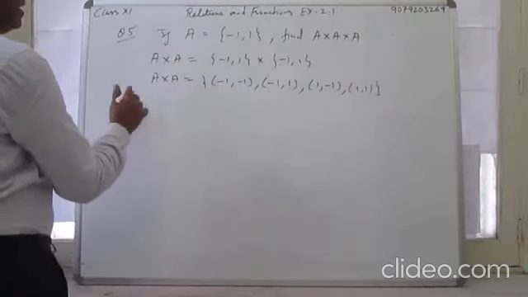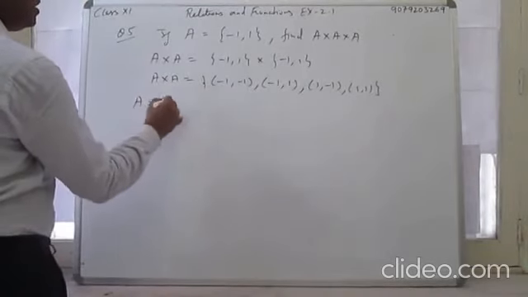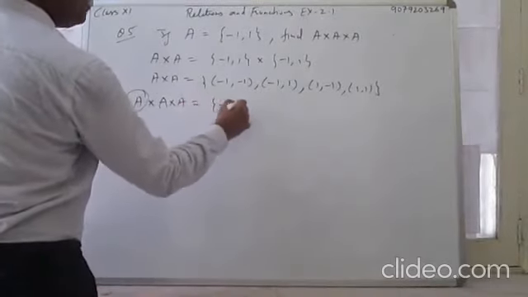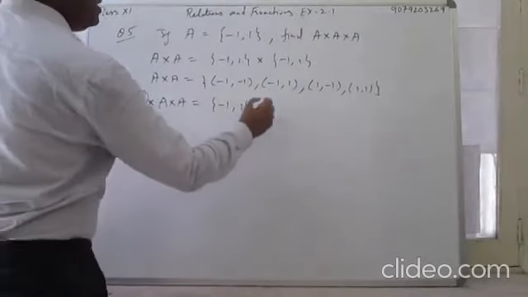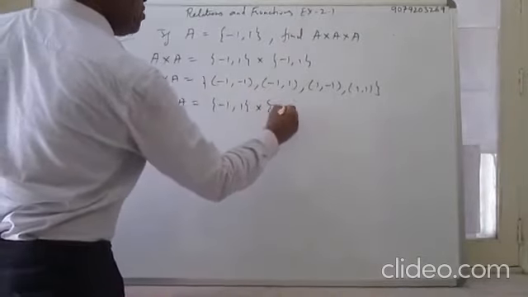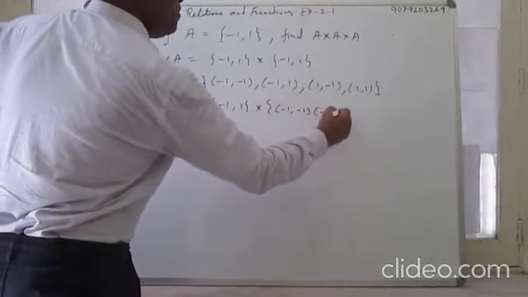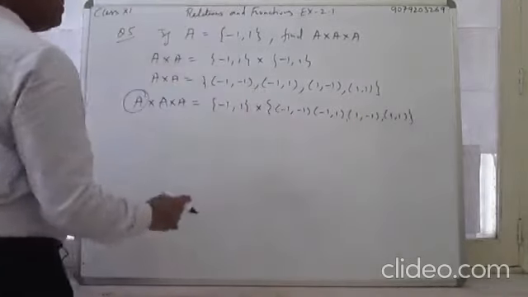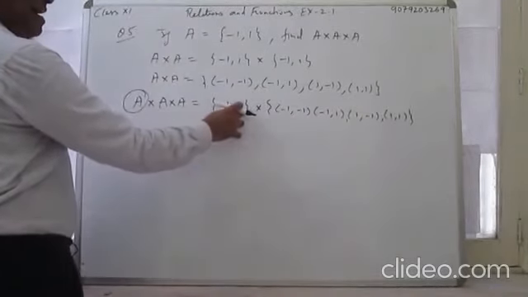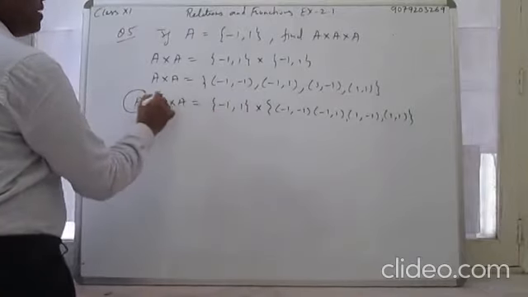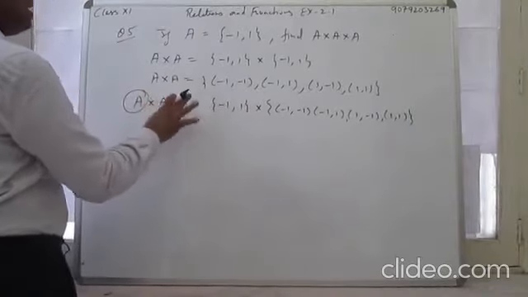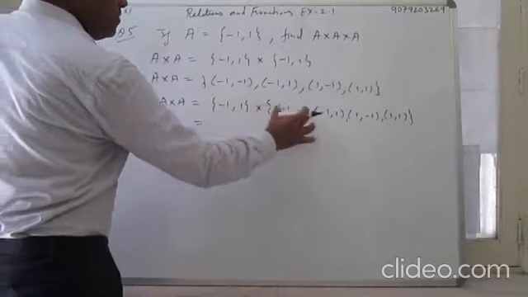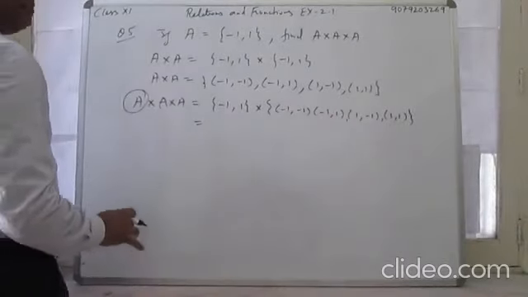Now what do we do? A cross with A cross A. Now we take the set {-1, 1} cross with this. These are the elements now. How many elements are in this? 2. We take this as one set. So A cross A has 4 elements and the other set has 2, so in total 8 ordered pairs we have to write.